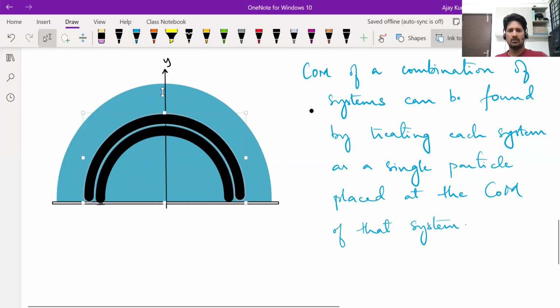Do you all agree with this point or not? Saket, are you able to visualize the disk as a collection of rings? Yes, sir. Okay. Pawan, is this idea clear? Yes, sir. Yusuf, are you able to visualize the disk as a collection of semicircular rings like this? Yes, sir. Okay.